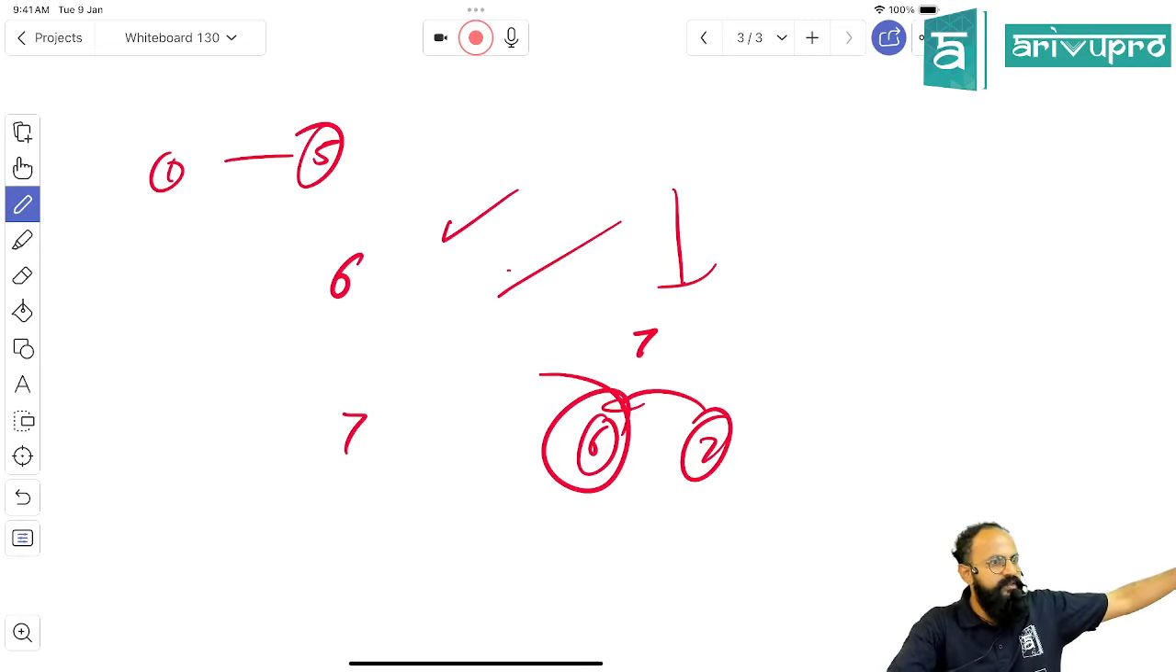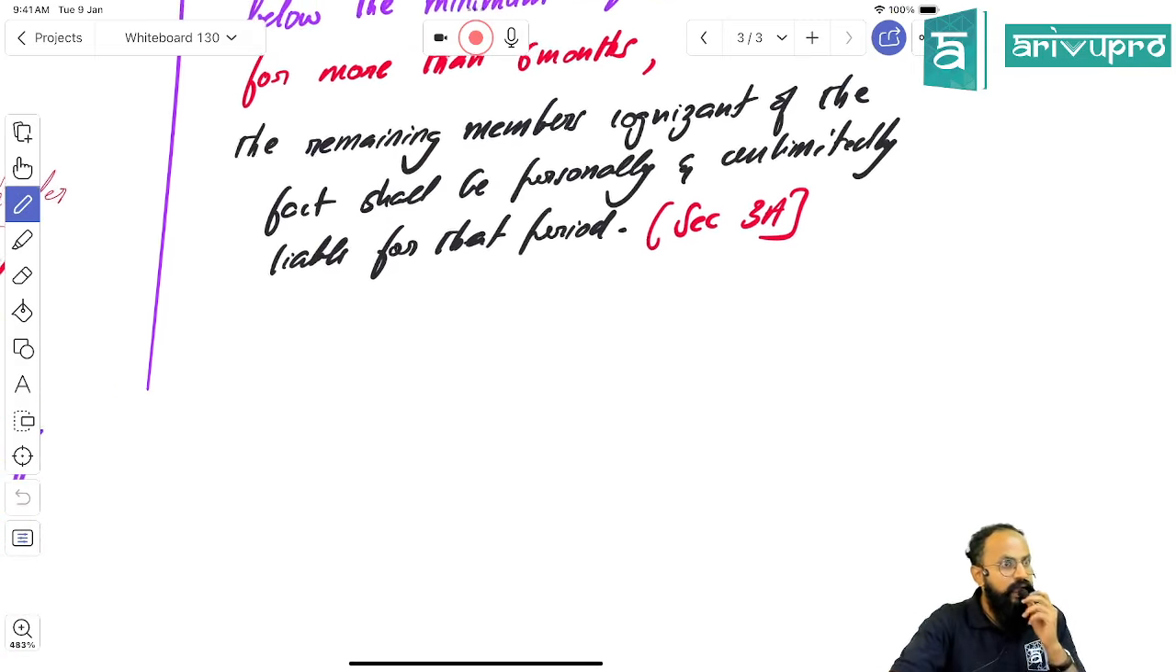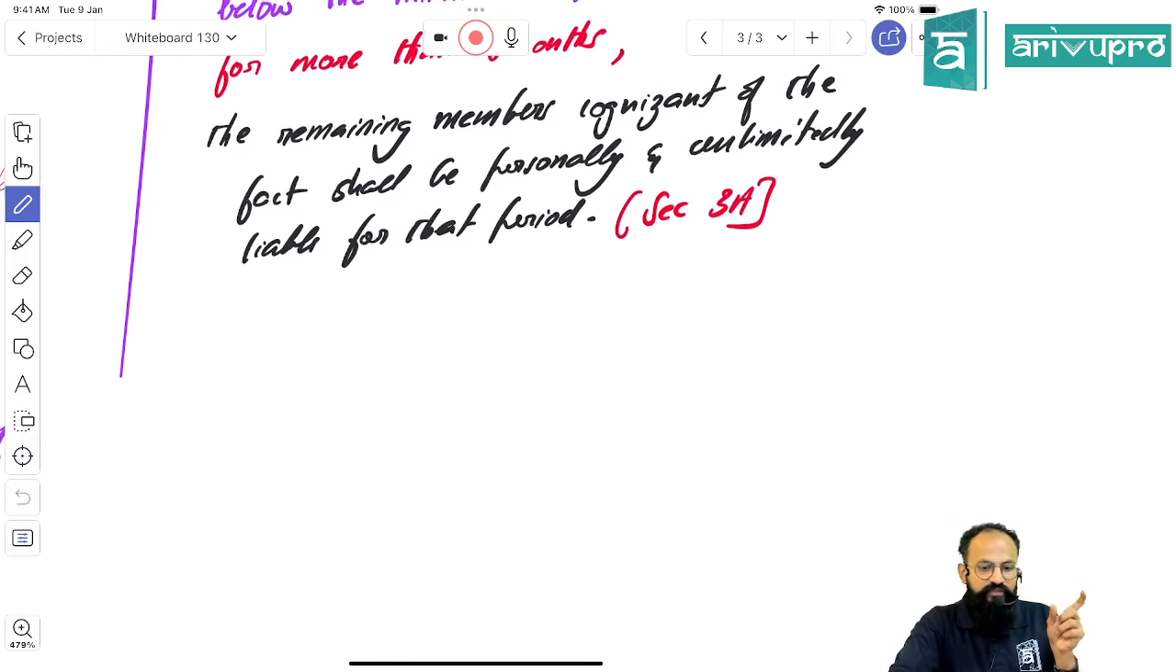Understood this one? When will the liability become unlimited? For example, after 6 months the minimum criteria was not met, but after a couple of months there were 7 members, as one more shareholder joined. So will he still be unlimitedly liable or limitedly liable? The law says, as long as the contracts are entered after that 6 months, the shareholder will be liable unlimitedly for that period.